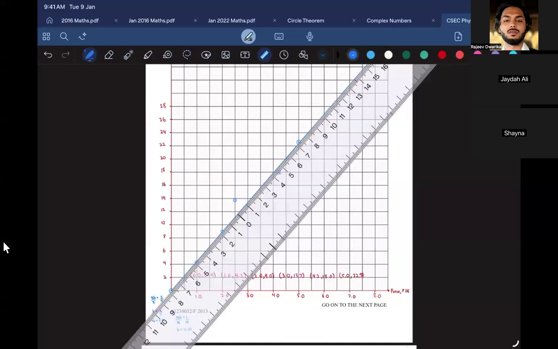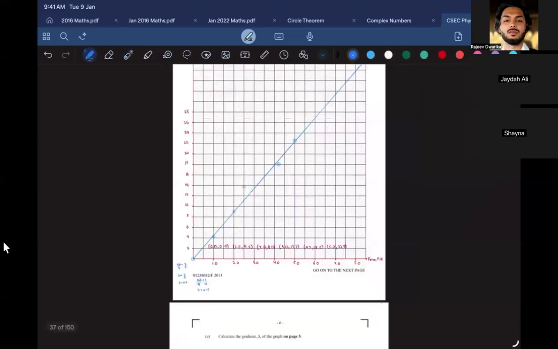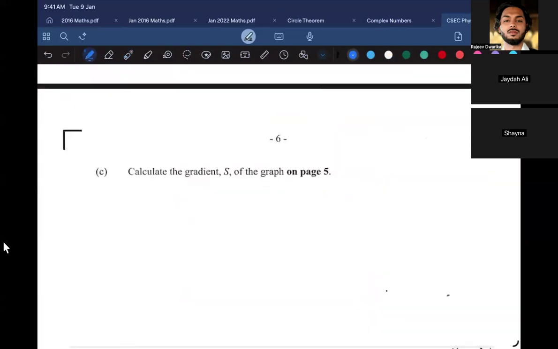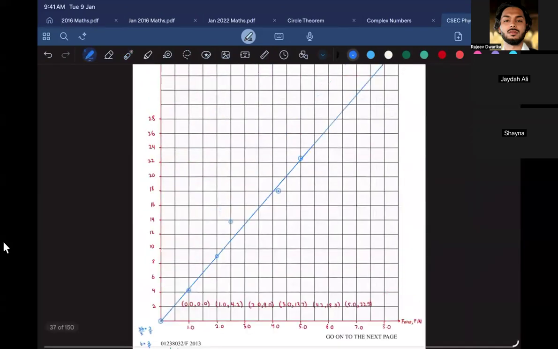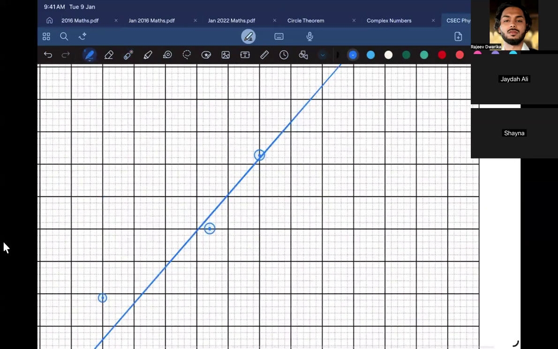So let me know if you're okay with what I did here. Yes. Right. Cool. Calculate the gradient of the graph. Now we just, oh wait, I'm not finished. There's two more things you need to do. If you want to get full marks in physics, you need to put the title for your graph and the scale that you used. So Jada, before we move on, let's put the scale. All of this is marks.